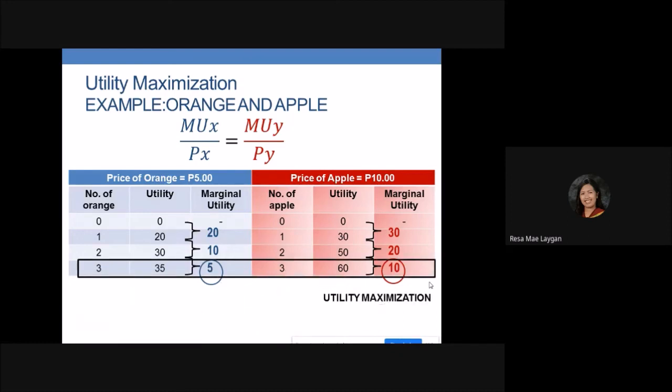So, I hope that you will apply this utility maximization when making decisions, and not just only when buying goods, but also in making decisions for your life. Okay? Para walang regrets in the end. So that ends with the topic about the utility, particularly the marginal utility and utility maximization.